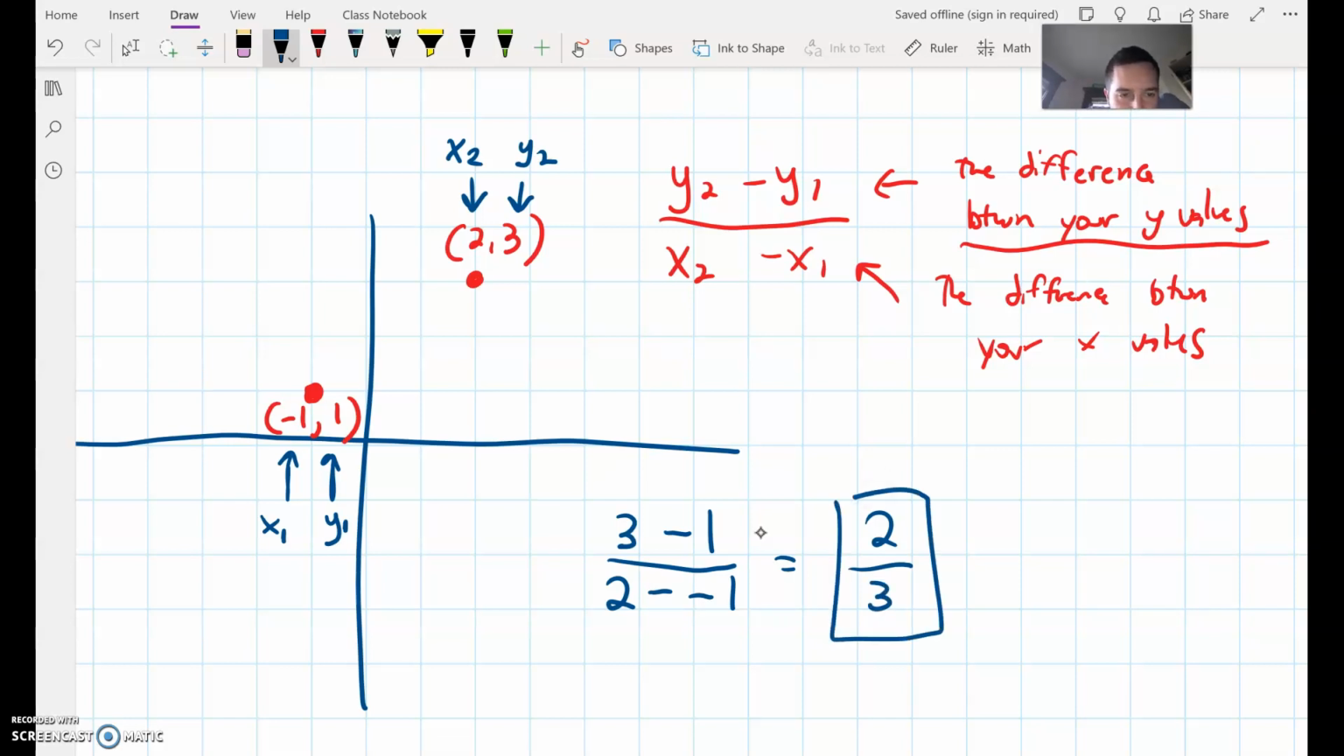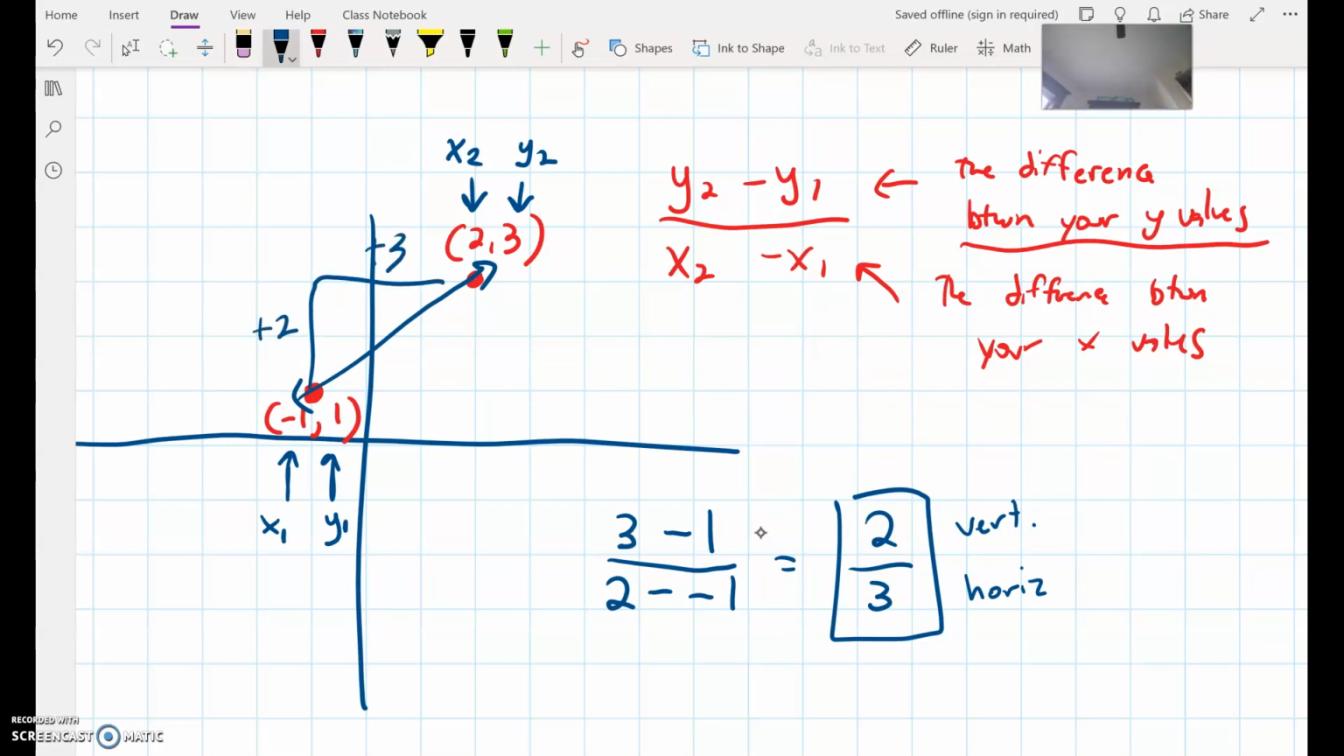Let's see if that's right. Let's see if we can go up 2. Because remember, this is the vertical change, and this is the horizontal. Let's see if we can go up 2 and right 3, and see if that's the right slope. Up 2 and right 1, 2, 3. That's exactly the slope of our line, is up 2, right 3.